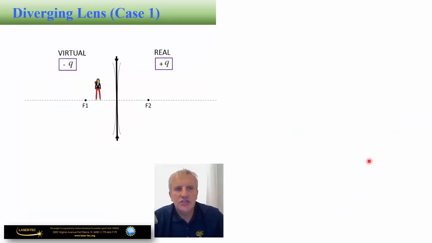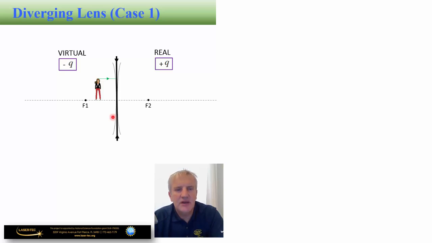Let's now shift to the diverging lens. So we can see here a diverging lens with the distinct way of indicating its diverging lens. We have this line here with the two arrows on each side that are pointing inwards. And we are positioning the original here between the focal point and the lens, creating three distinct light rays.